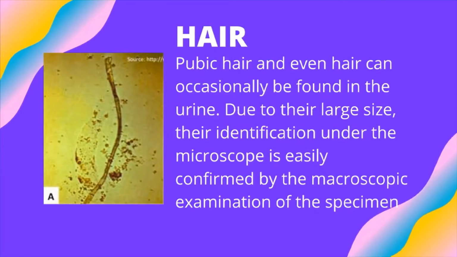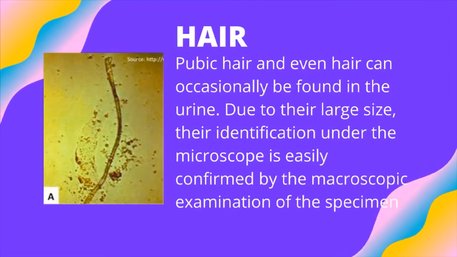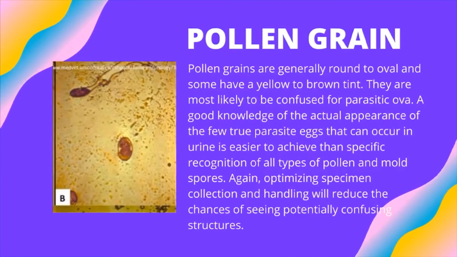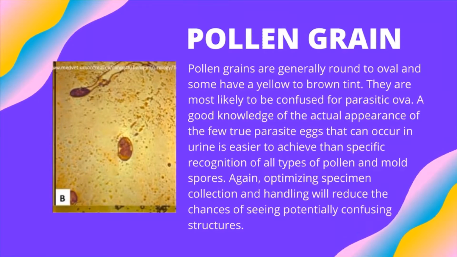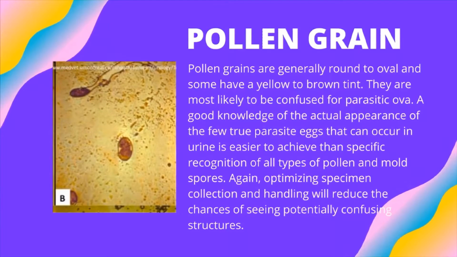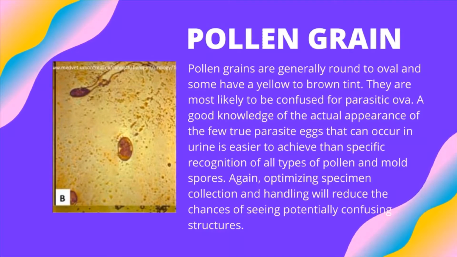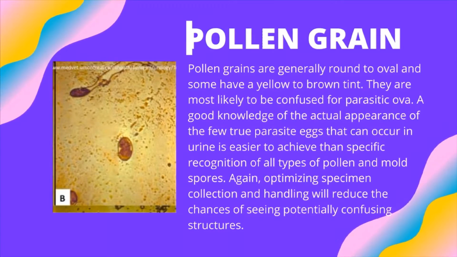Due to their large size, their identification is easily confirmed by microscopic examination of the specimen. Pollen grains are generally round to oval and some have a yellow-brown tint. They are most likely to be confused with parasitic ova. A good knowledge of the actual appearance of the few true parasite eggs that can occur in urine is easier to achieve than specific recognition of all types of pollen and mold spores. Again, optimizing specimen collection and handling will reduce the chances of seeing potentially confusing structures.